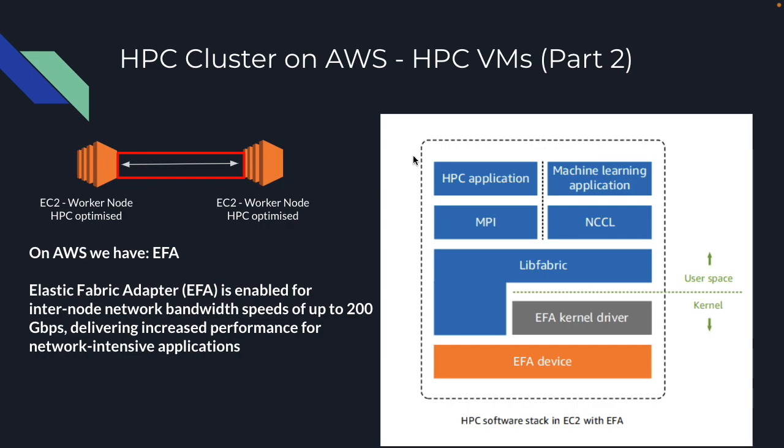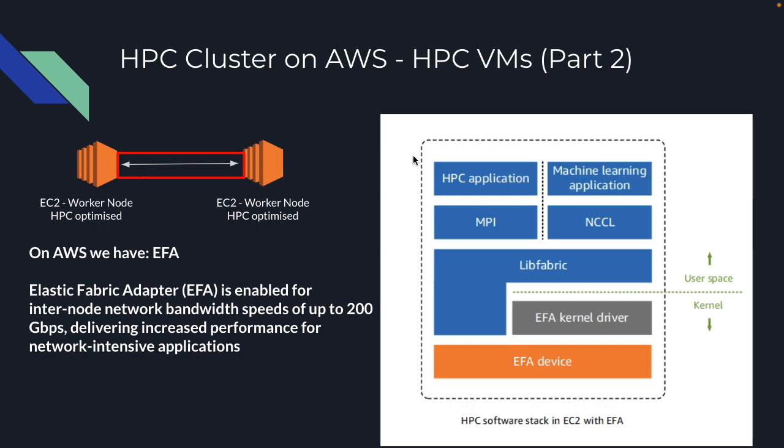Now, what do we have on AWS? We have one thing called EFA, which stands for Elastic Fabric Adapter. It basically allows inter-node connectivity with speeds up to 200 gigabits. There is one thing important to emphasize here. This is not the same as InfiniBand, because it uses a different approach, but it addresses some of the similar problems, okay?